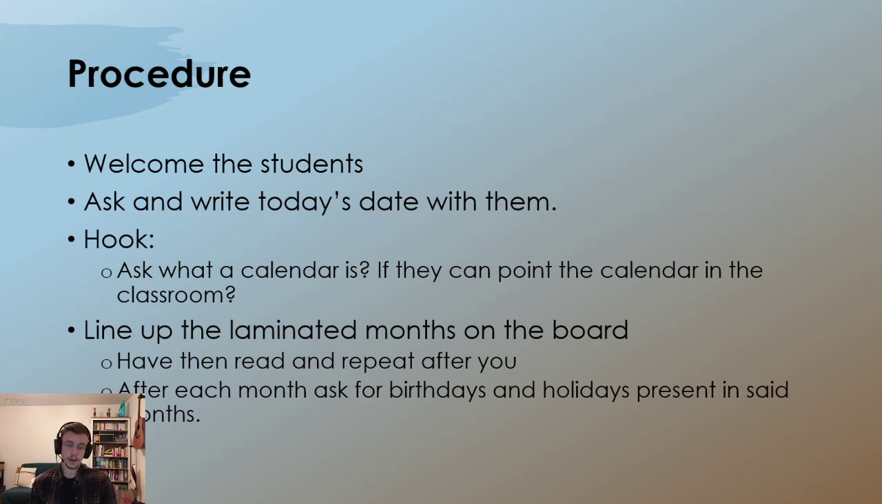The hook before starting the activity should be asking the students what a calendar is, and if students are able to respond, then you can move on and ask them to point out where in the classroom there is a calendar and how they can use it. Finally, the teacher will line up the laminated months on the board, and he or she will read and ask the students to repeat after them for each month.